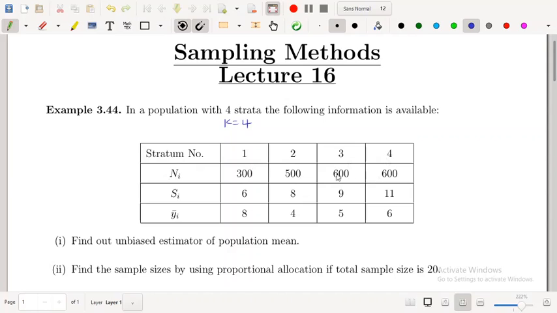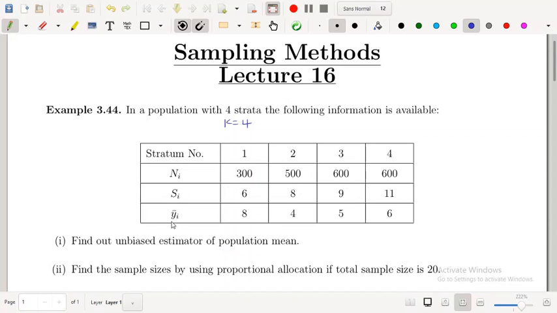These are values of Ni. Means first strata size is 300, second strata size is 500, third strata size is 600, and similarly fourth strata size is 600. These are values of Si. You know, Si square means ith strata mean square, so we can call Si the ith strata root mean square value.